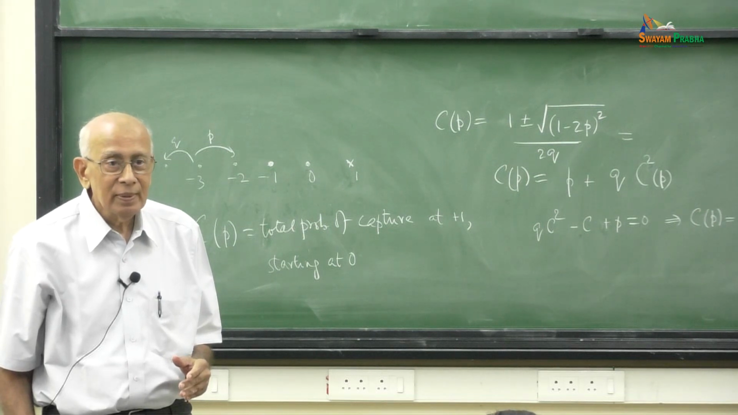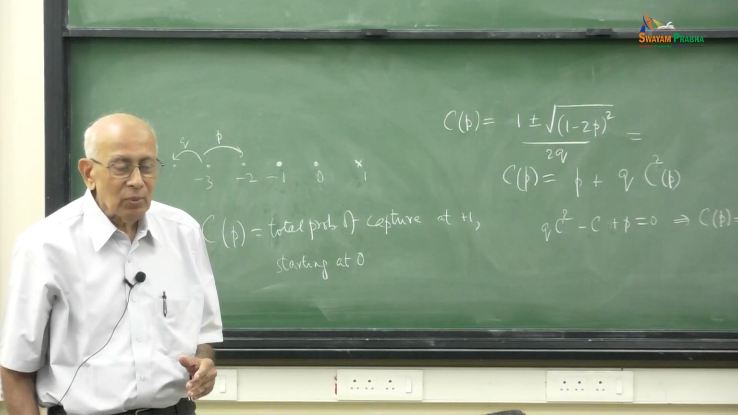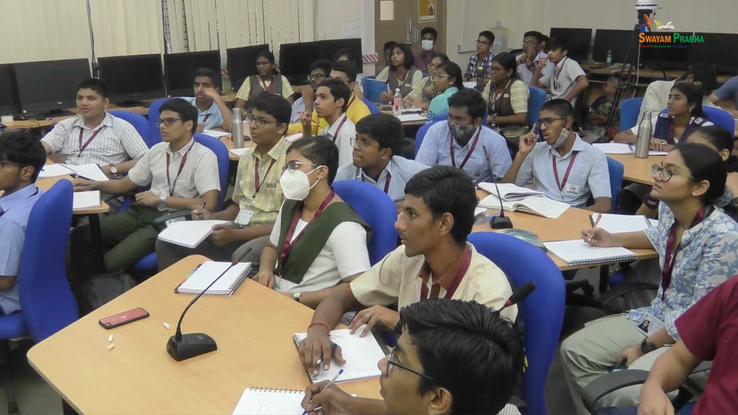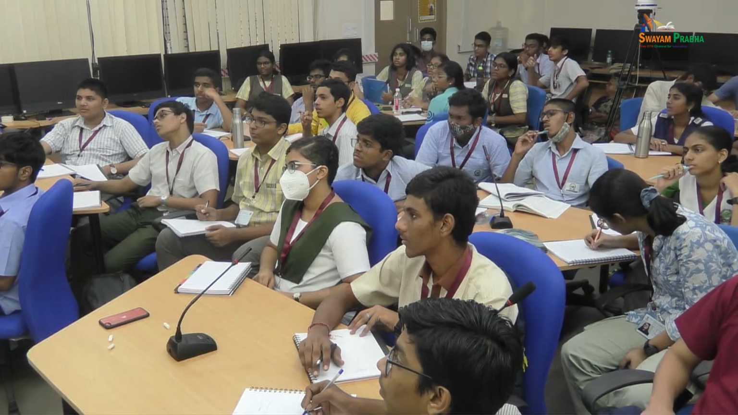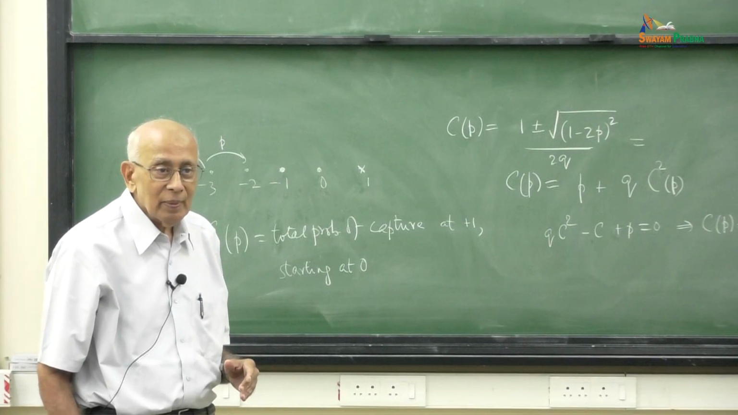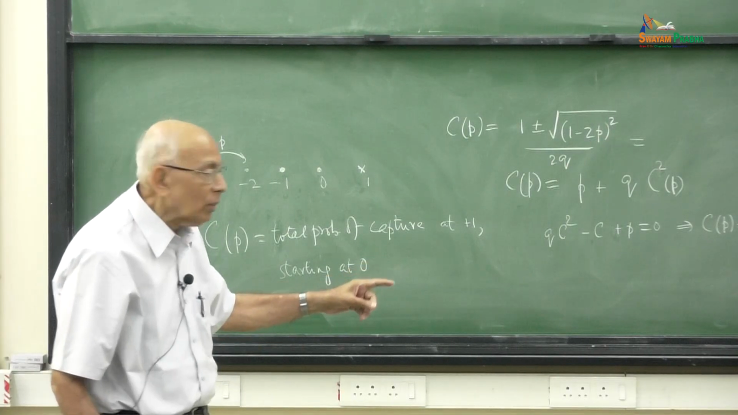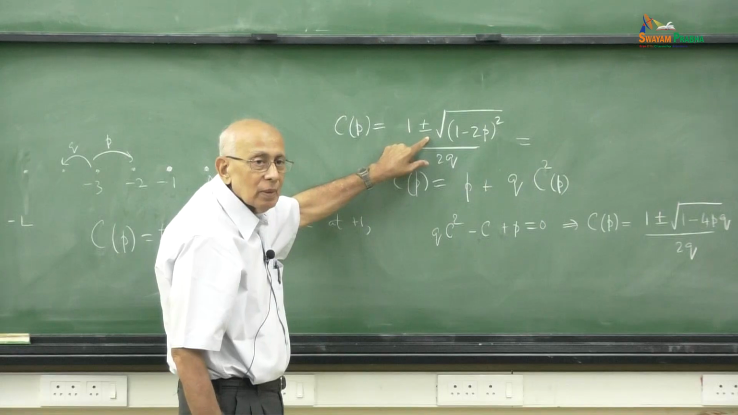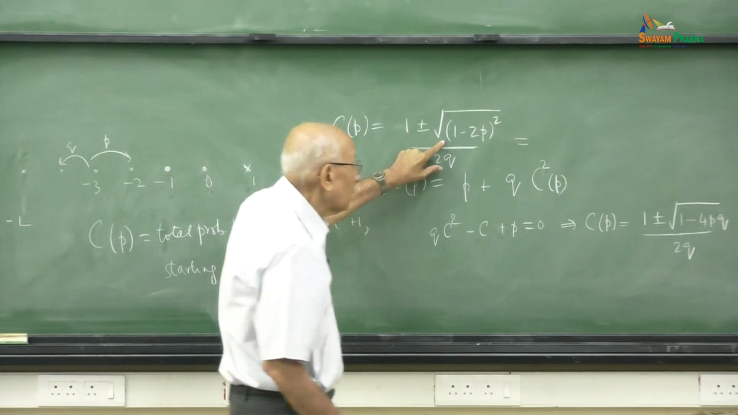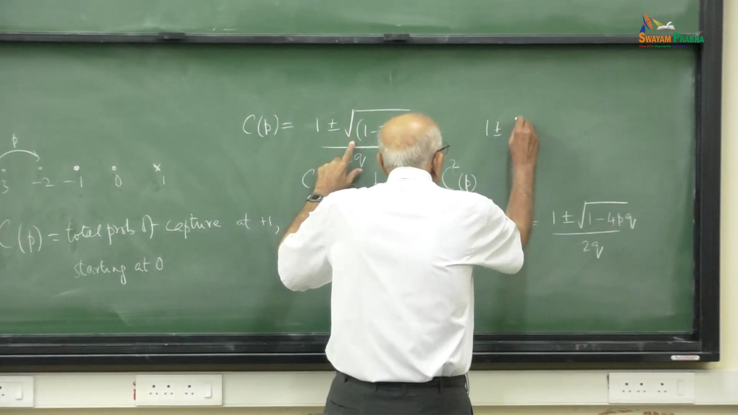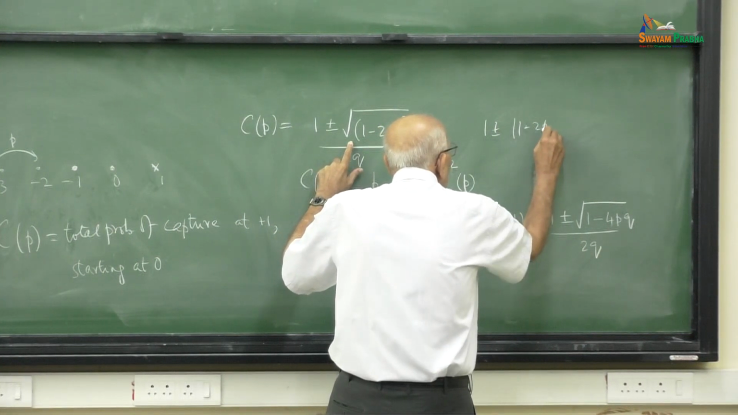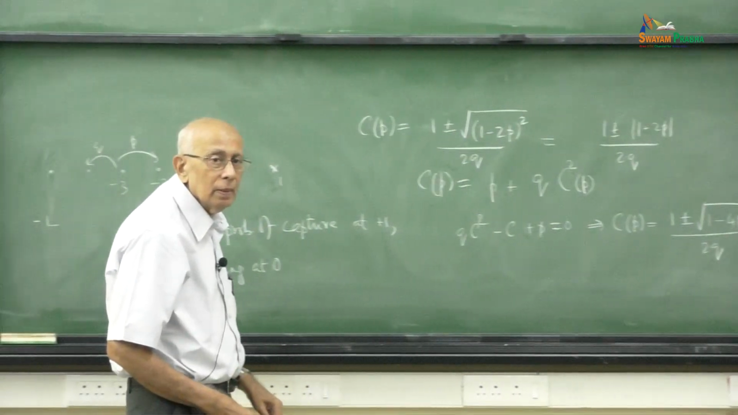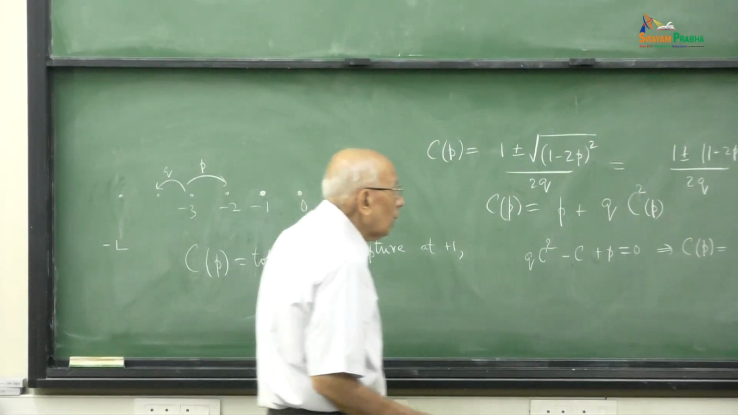Can it be negative? Cannot be negative. What's the square root of 1 minus 2P the whole squared? Absolute value of 1 minus 2P. Mod 1 minus 2P. You want the positive square root. The plus or minus already takes care of the possibility that the square root has both signs. So this is mod 1 minus 2P. That's very crucial. Q is 1 minus P, by the way.